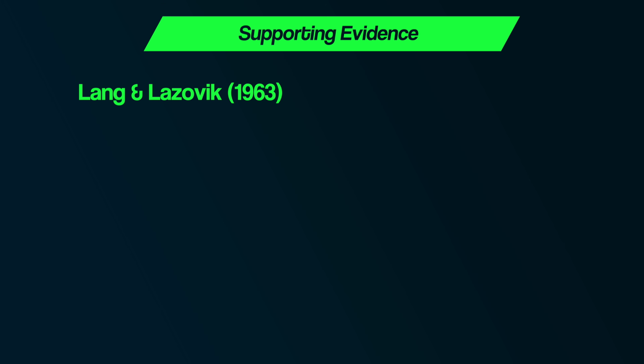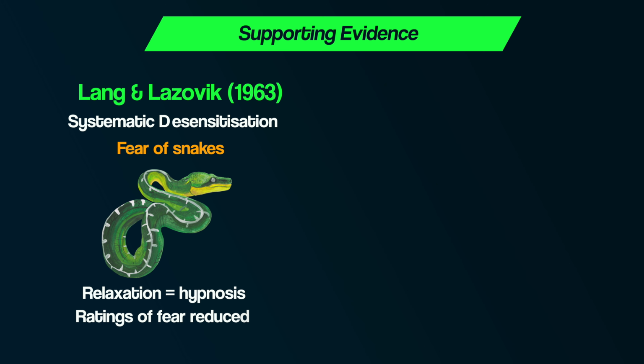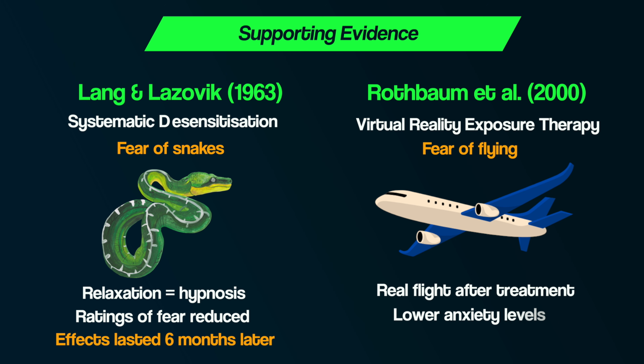Supporting evidence for behavioural treatments comes from Lang and Lazovic in 1963. Participants who underwent systematic desensitization for a snake phobia showed significantly reduced fear compared to a control group, and the improvement was still present after 6 months, suggesting long-term effectiveness. Further evidence comes from Rothbaum et al. in 2000, who used virtual reality exposure therapy to treat individuals with a fear of flying. They showed significant improvement comparable to traditional exposure therapy, and the improvement was still present after several months.